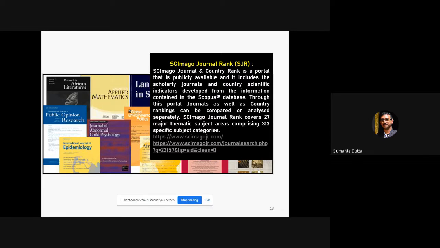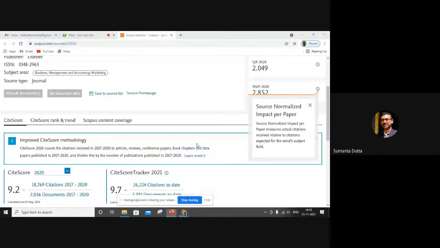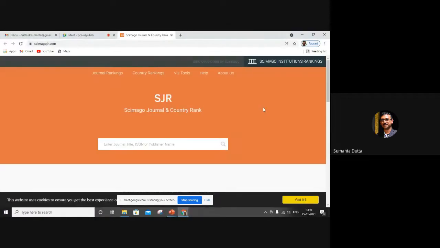Okay, and they have covered, as I have already mentioned, more than 27 major thematic subject areas and 313 subject categories. I think I have shown you this thing. I'd like to show you once again. So this is a way we can identify the SCImago Journal and Country Rank.